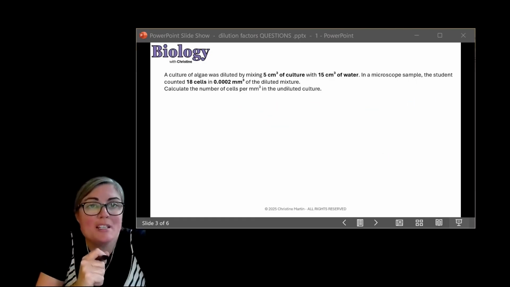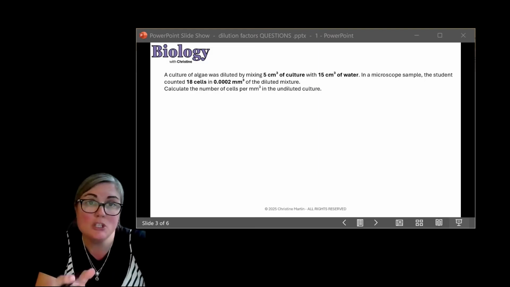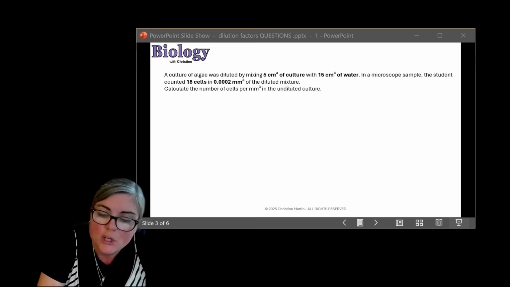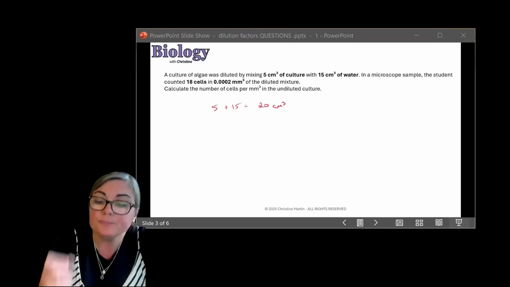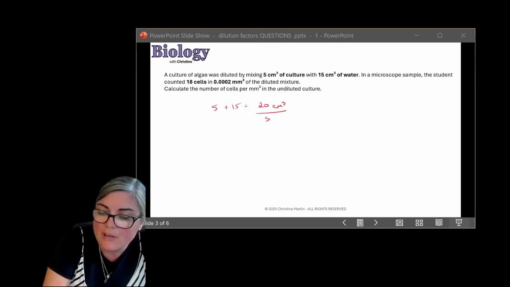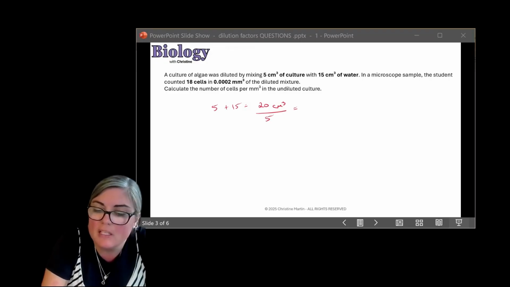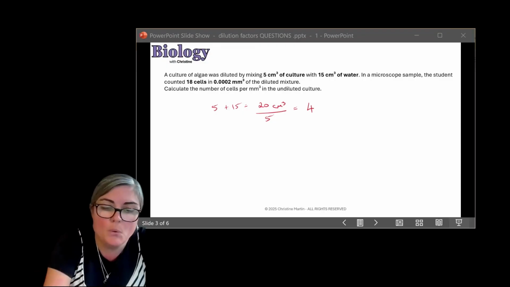A culture of algae was diluted by mixing 5 centimeters cubed of culture with 15. So 5 with my 15 equals my 20 centimeters cubed. Now, remember, divide that by 5 to give me my dilution factor. So therefore, my dilution factor is 4.